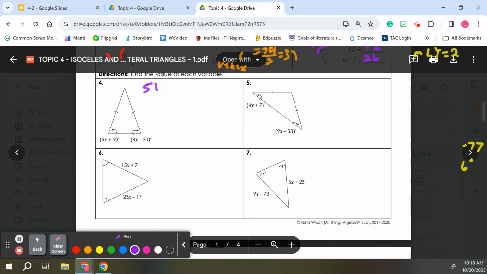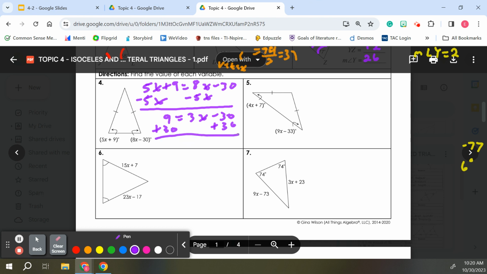So this will be 5x plus 9 equals 8x minus 30. I'll subtract the 5x from each side. That leaves me with 9 equals 3x minus 30. I'm going to add the 30 to each side. This leaves me with 39 equals 3x. Divide both sides by 3. So now I get x is equal to 13. And that's what we're looking for.